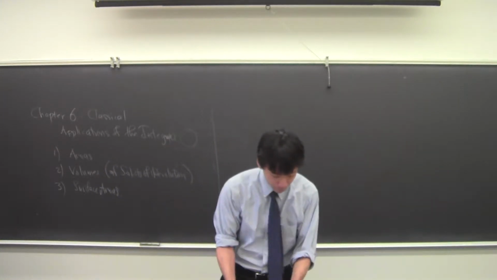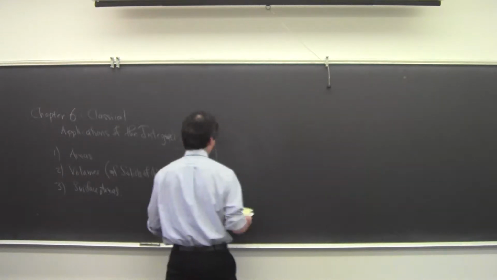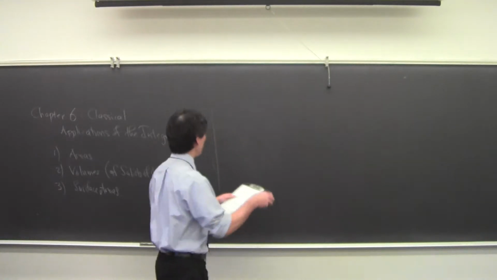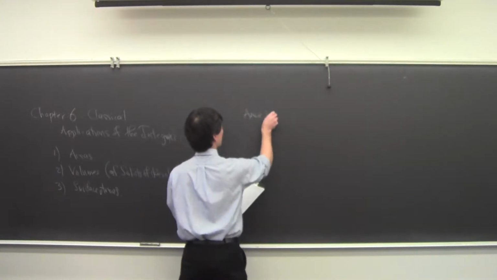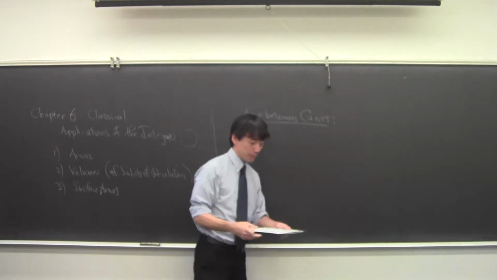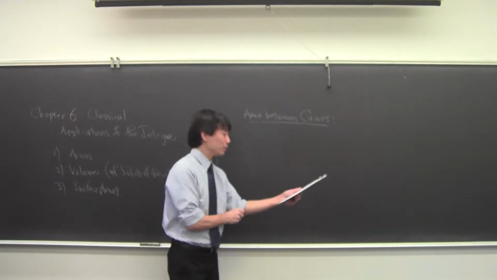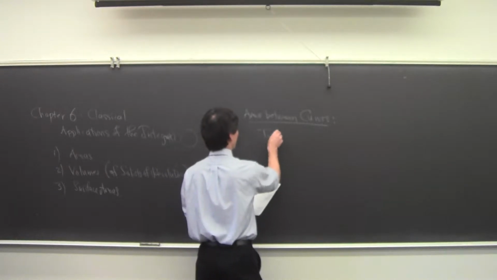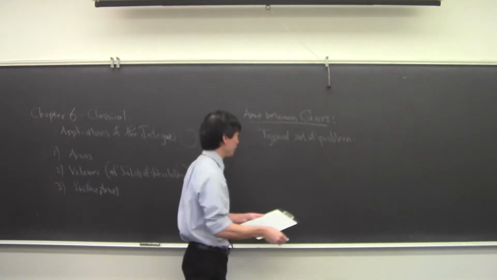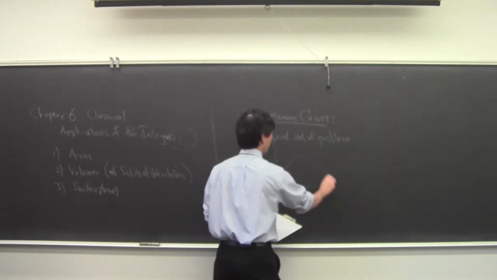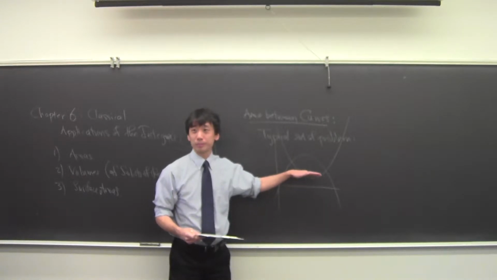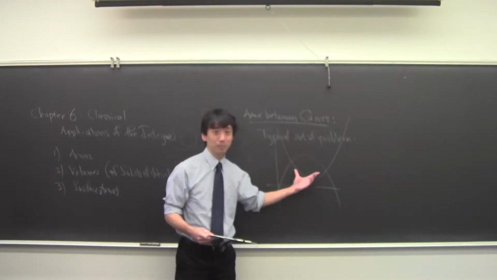So we'll just start off with something very simple, which is area between curves. I think you've probably all seen this sort of thing before. A typical sort of problem is you have one curve, and then you have another curve, right? And you want to find the area between those two curves. Okay. So how would you do it?